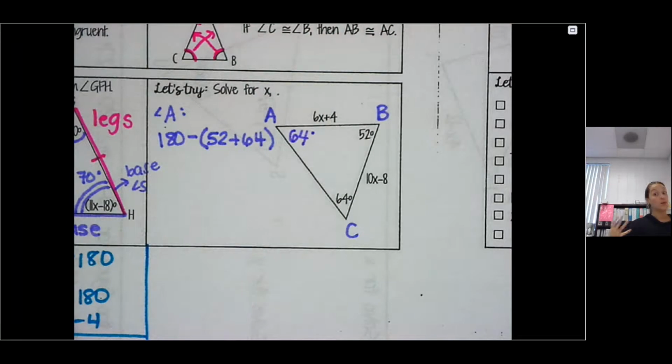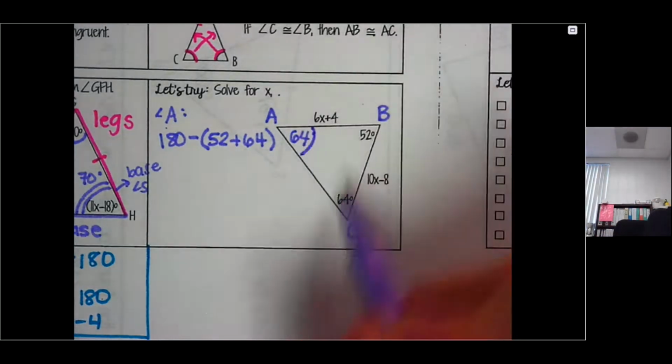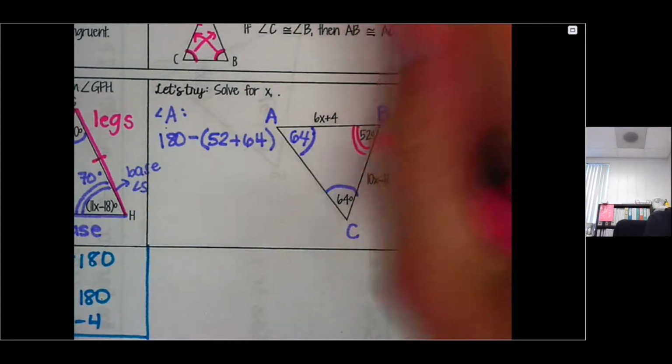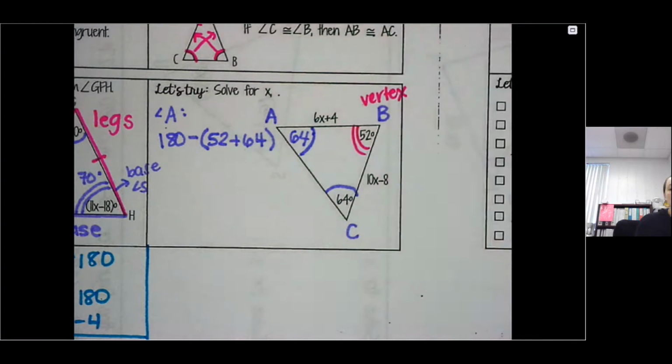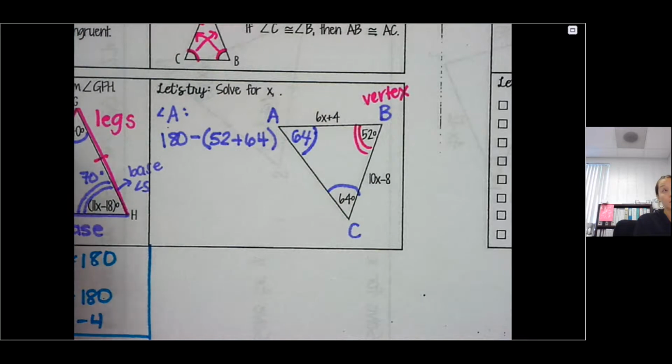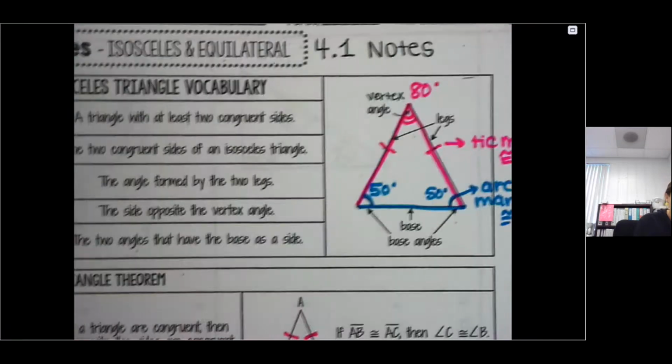Now, first I'm going to put the arc marks on my 64s to show that they're the same. Which one's your vertex angle? 52. Angle B, this is my vertex angle. Good. Which means these two are which angles at the bottom? Congruent. And what are they called? Arc marks. What are the angles called? What are these angles called? Thank you, base angles. Base angles.